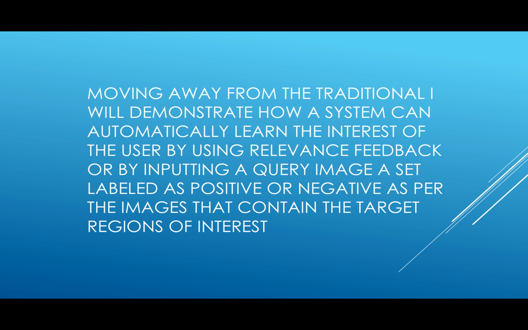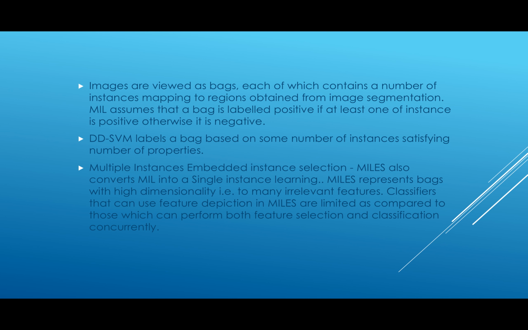Moving away from the traditional, I will demonstrate how a system can automatically learn the interest of the user by using the relevance feedback method or by inputting a query image as a set labeled as positive or negative as per the images that contain the target regions of interest. Images are basically viewed as bags, each of which may contain a number of instances matching regions obtained from image segmentation. MIL assumes that a bag is labeled positive if at least one instance is positive, and similarly for the negative classification. TDSVM labels a bag based on some number of instances satisfying a number of properties.